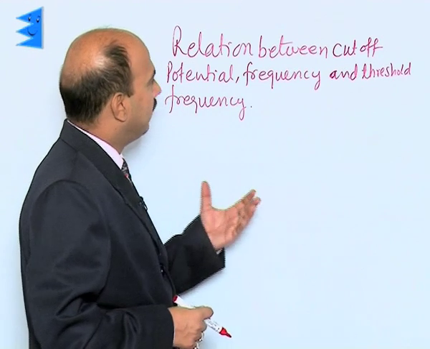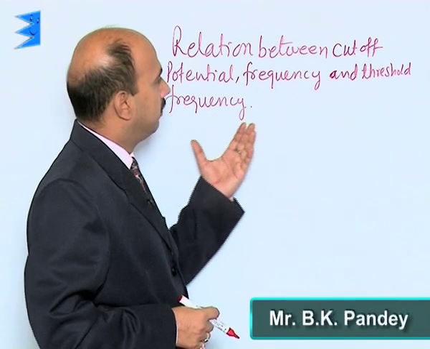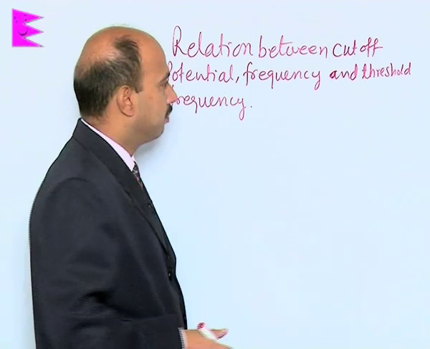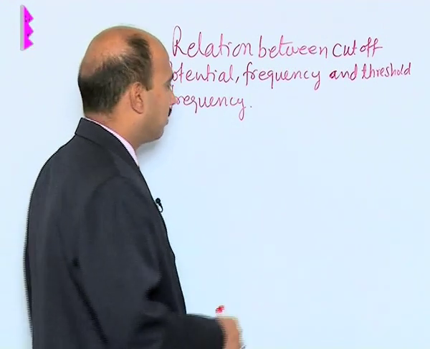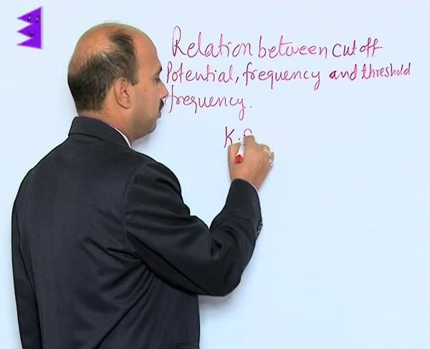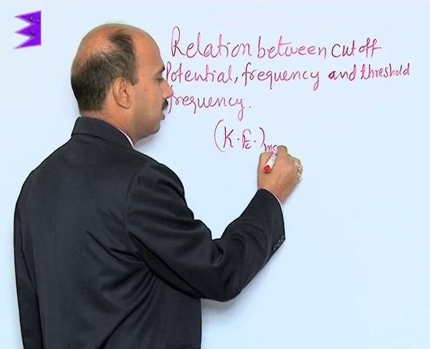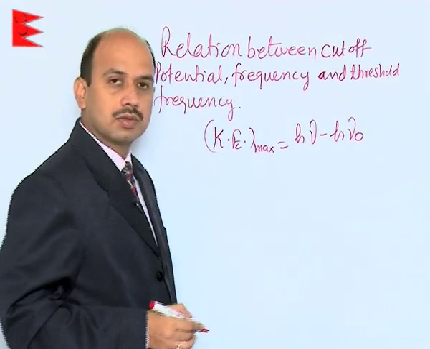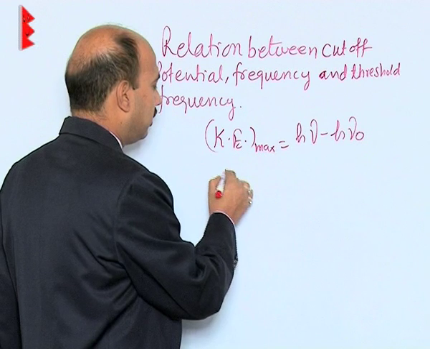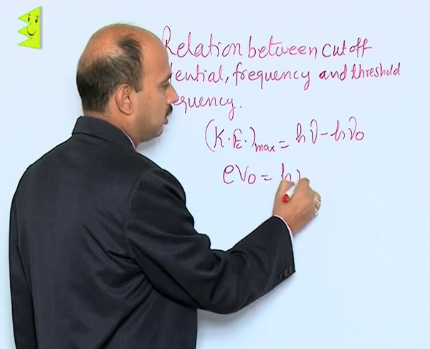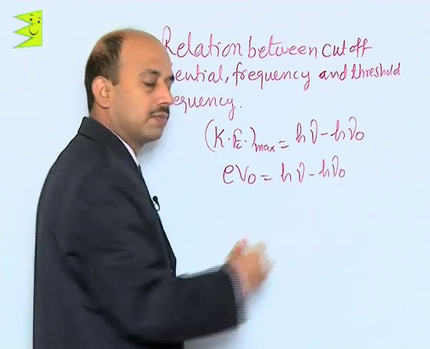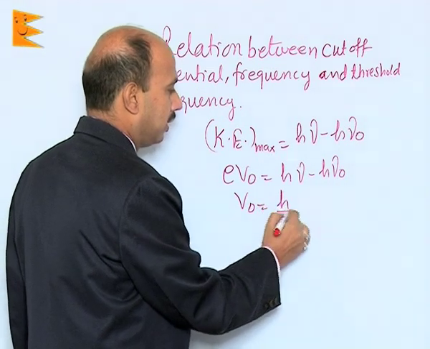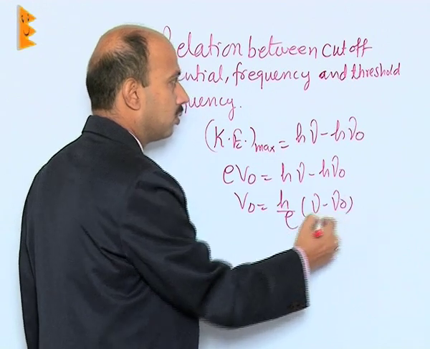Now see a relation between cutoff potential and frequency of incident radiation falling on the metal plate and threshold frequency. We know Einstein's photoelectric equation, that is, maximum kinetic energy is equal to h nu minus h nu naught. Now we can write e V naught is equal to h nu minus h nu naught. So we can write V naught is equal to h by e into nu minus nu naught.